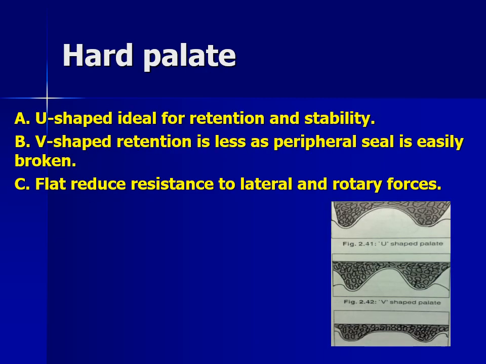The hard palate is classified into three. The U shape is ideal for retention and stability of the denture. With the V shape, the retention is compromised because the peripheral seal is easily broken, while the flat palate has minimum stability because the resistance to the lateral and rotary forces is minimum.